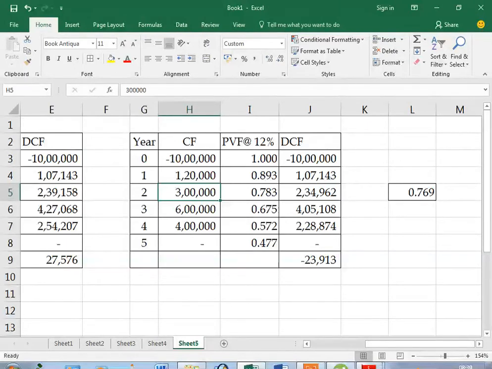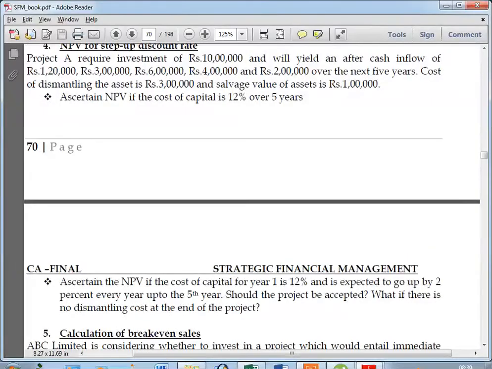Yes, there's zero cash flow. Should the project be accepted is one part, and the next part is without dismantling. Totally 3 questions are there. The first one is the original scenario, the second is step up discount rate, and the third is step up discount rate without dismantling cost. What if there is no dismantling cost at the end of the project?